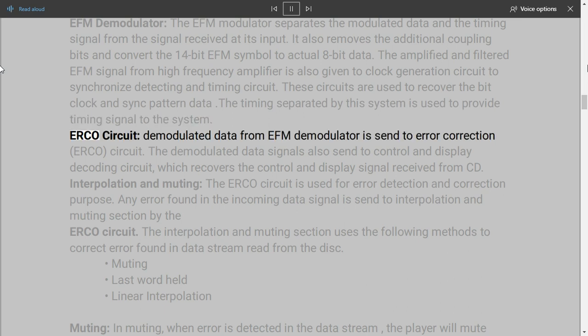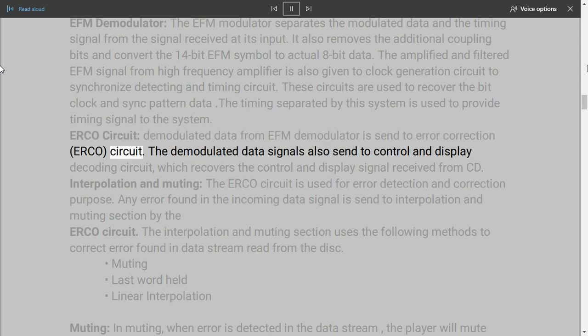CIRC circuit. Demodulated data from the EFM demodulator is sent to the error correction CIRC circuit. The demodulated data signals are also sent to control and display.